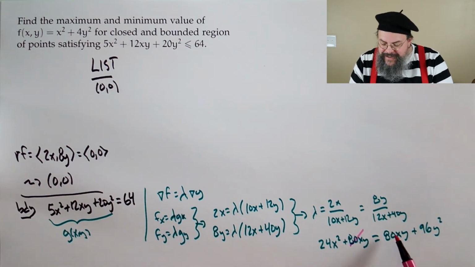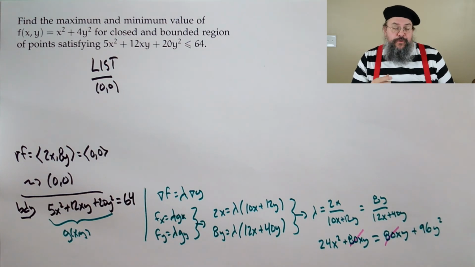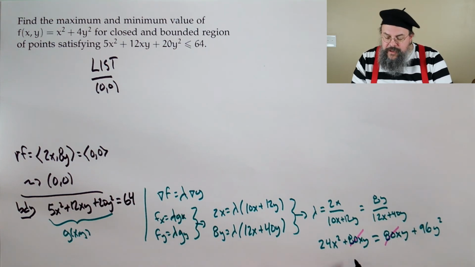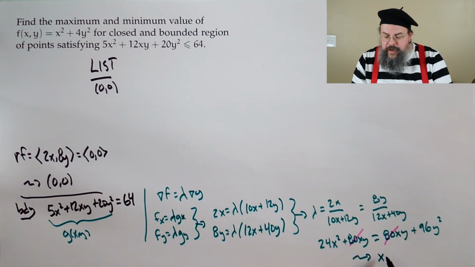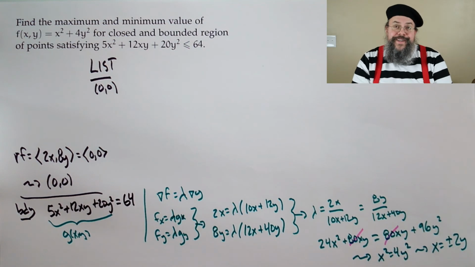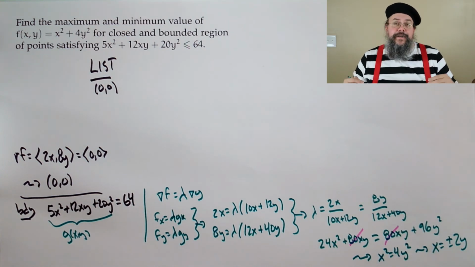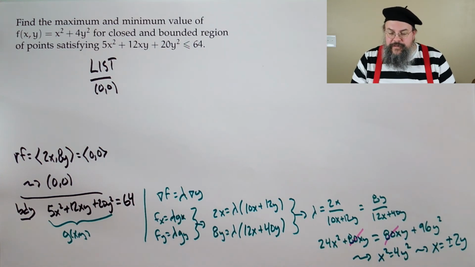Wow. And it even gets better. See, 96 is a multiple of 24. So this is really saying that x squared is 4y squared. And that says, okay, you get x equals plus or minus 2y. Good. So that's an additional constraint. All right, well, now I got to dig in and see what happens.